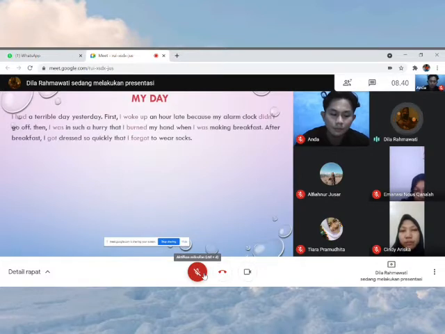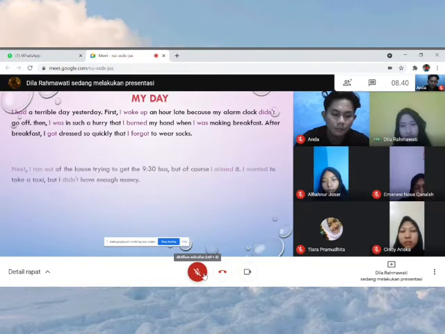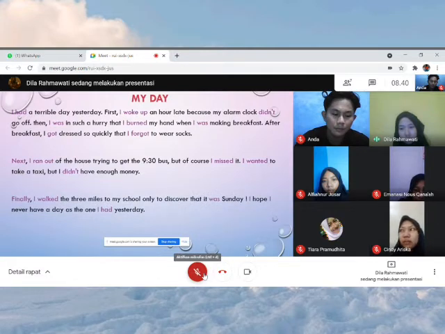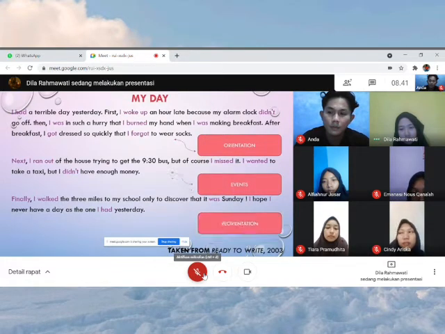Okay, students, this is the last section for this material for today. You can see the different color that I changed in this section, right? I made a different color to make it easier for you to know the language features of this text. Is it clear, students?